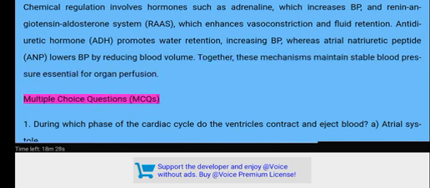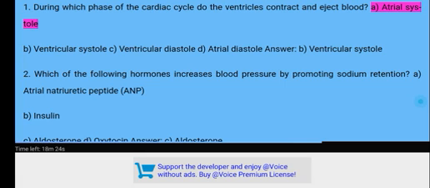Multiple choice questions, MCQs. 1. During which phase of the cardiac cycle do the ventricles contract and eject blood? A. Atrial systole. B. Ventricular systole. C. Ventricular diastole. D. Atrial diastole. Answer. B. Ventricular systole.